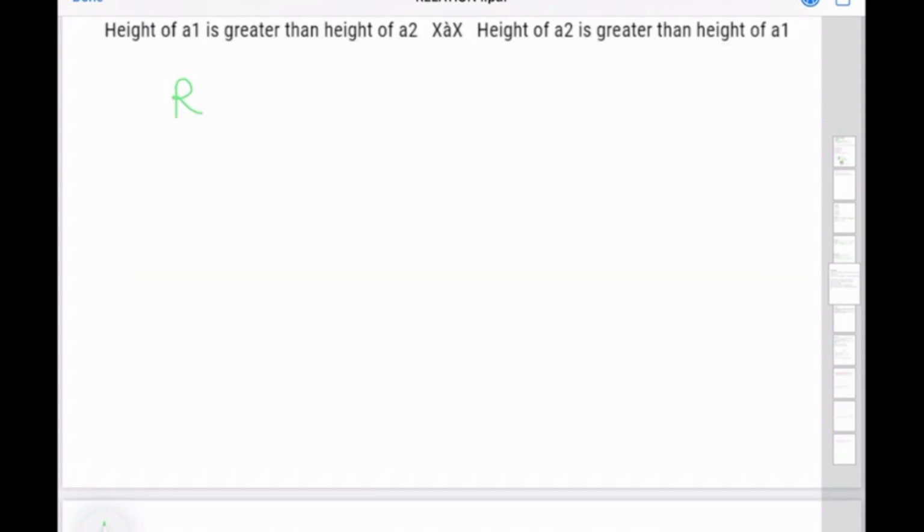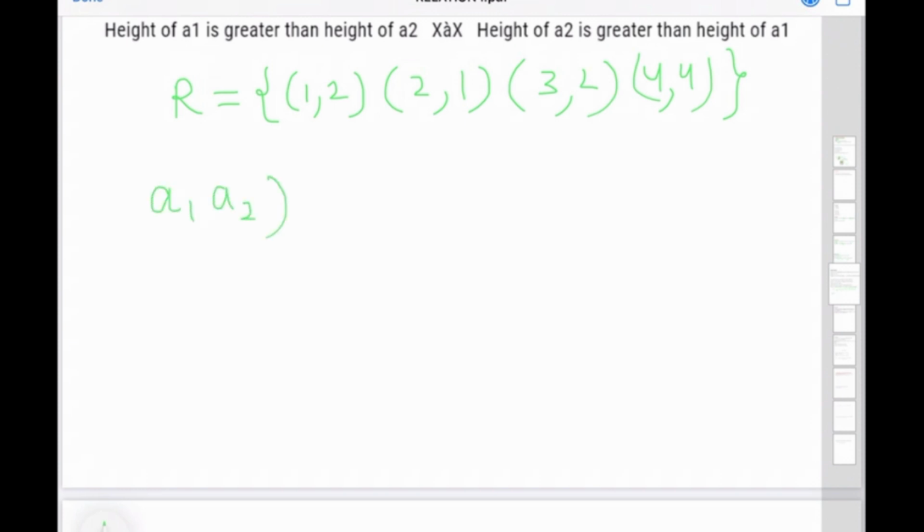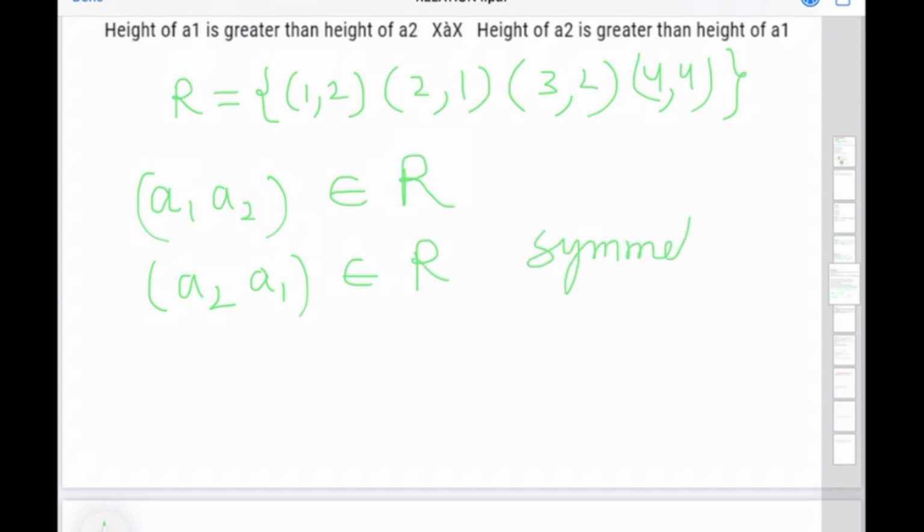In symmetric relation, suppose you have a set A, and a relation R that is given by (1, 2), (2, 1), (3, 2) and (4, 4), something like this. Now suppose in a relation, (a1, a2) belongs to the relation R, and (a2, a1) also belongs to R. So this relation is known as symmetric relation. In this example, (1, 2) is there and (2, 1) is also there. So this relation is a symmetric relation.